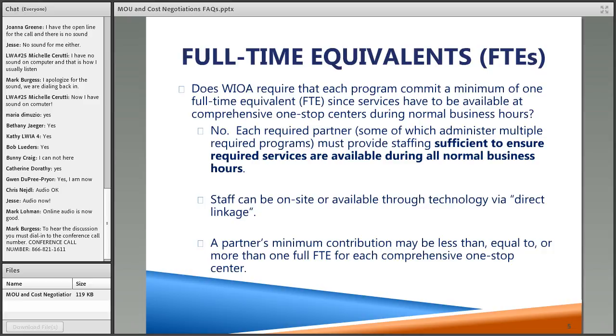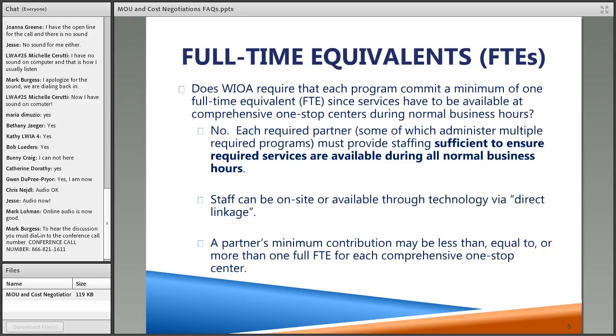The requirement is that each partner provide staffing that's sufficient to enable the services that are required to be available at one-stops, that each partner provides staffing sufficient to ensure that services are available. And those staff, as we know from previous information, can be on-site or off-site and be available via technology that meets the direct linkage requirement.